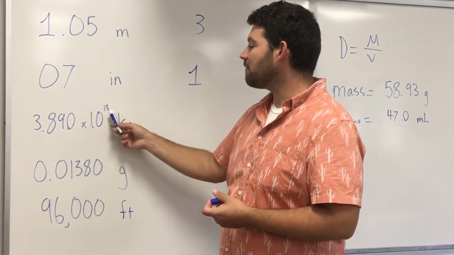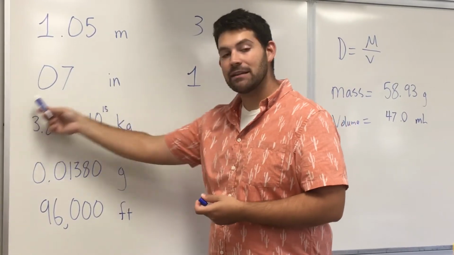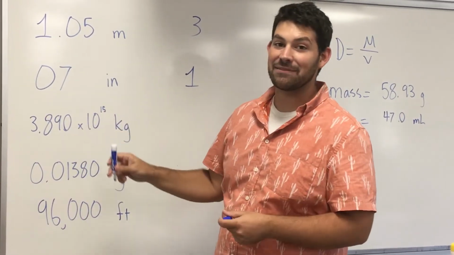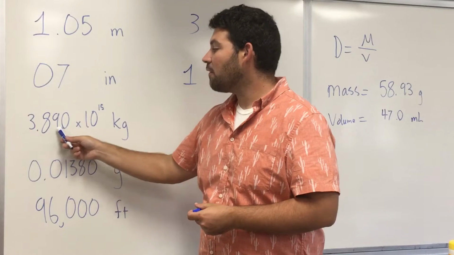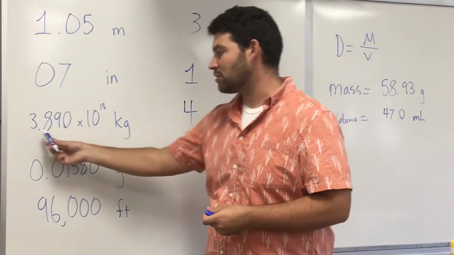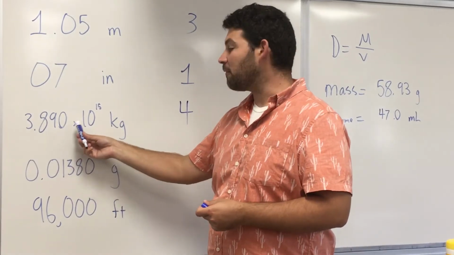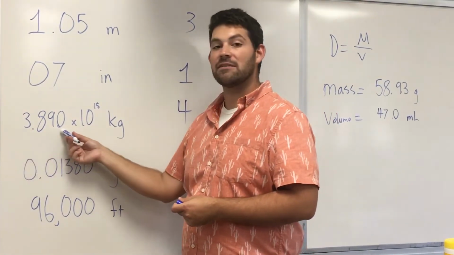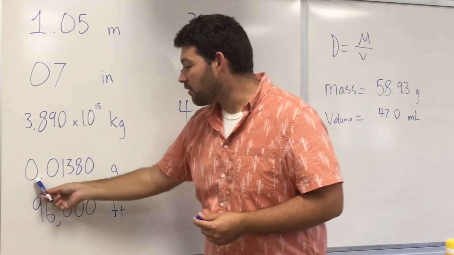3.890 times 10 to the 15th kilograms. This is in scientific notation. We like scientific notation. This has 4 significant figures. Anytime you have scientific notation, everything in the first part before the times counts as significant. All right?